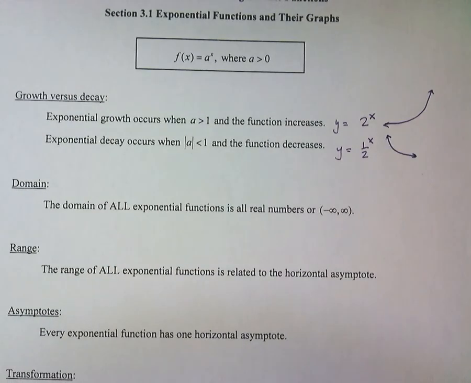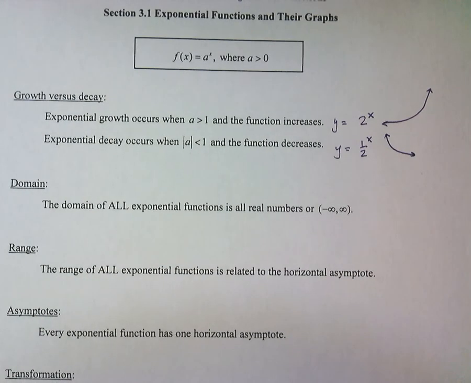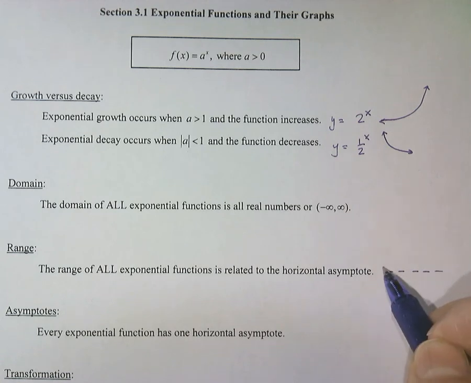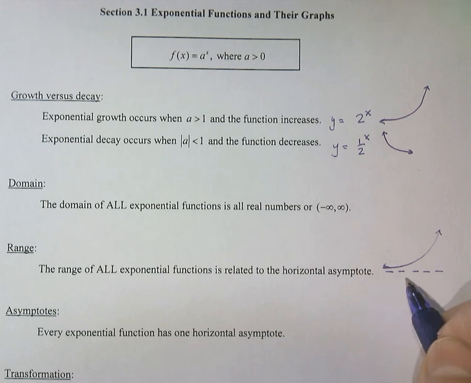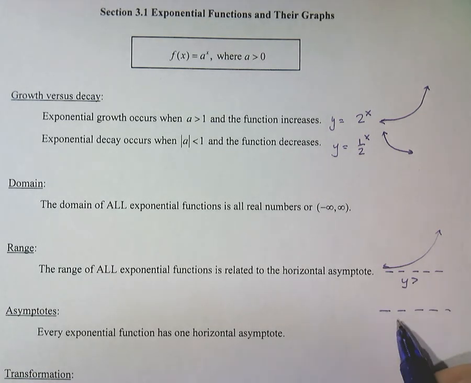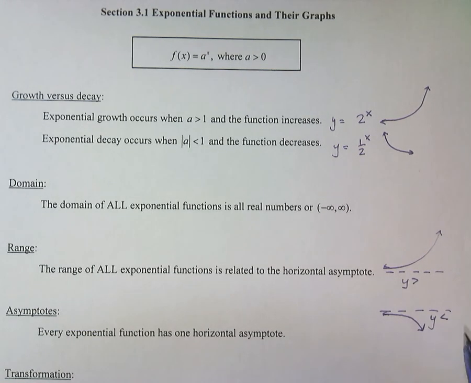Every exponential function, the domain is all real numbers, no exceptions. It's the range that is dependent upon the horizontal asymptote. So if I had a function that looks like this, my range is going to be y is greater than whatever this horizontal asymptote is. If I had my horizontal asymptote there and everything below, then my range is going to be y is less than whatever my horizontal asymptote is.